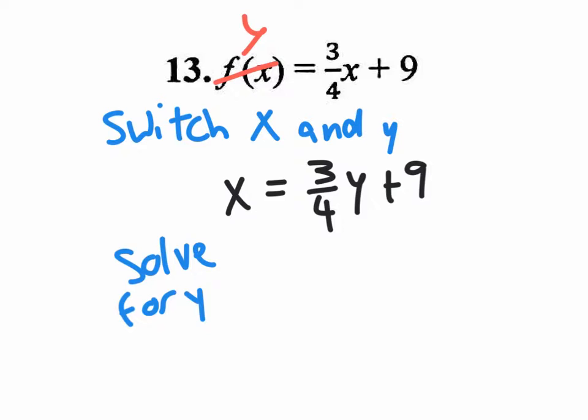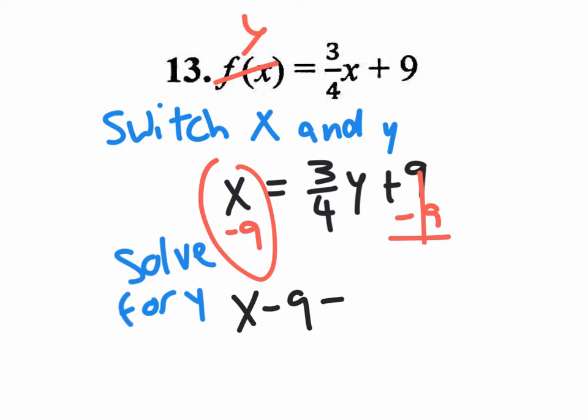So we are solving for y here. We need to get y by itself. So I'm going to subtract 9, cancel it out, subtract 9. X take away 9 is exactly that. So let me rewrite this thing. X take away 9 equals 3/4 y.